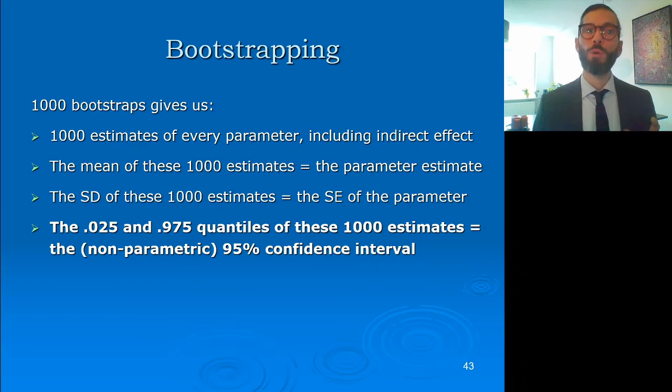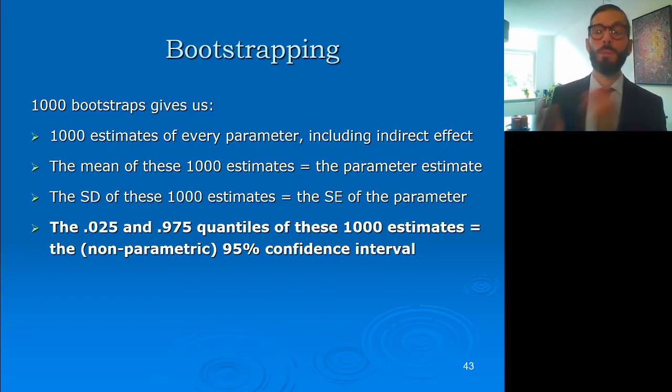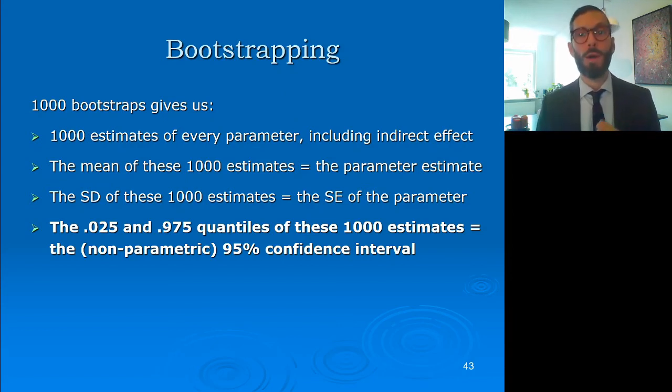So 1,000 bootstraps gives us 1,000 estimates of every parameter, including the indirect effect. If we take the mean of those 1,000 estimates, that gives us our bootstrapped parameter estimate. And if we take the standard deviation of those 1,000 estimates, that gives us the bootstrapped standard error of the parameter. We can also cut off the tails of the bootstrap distribution and take the 0.025 and 0.975 quantiles of these 1,000 estimates, and that gives us a non-parametric 95% confidence interval.